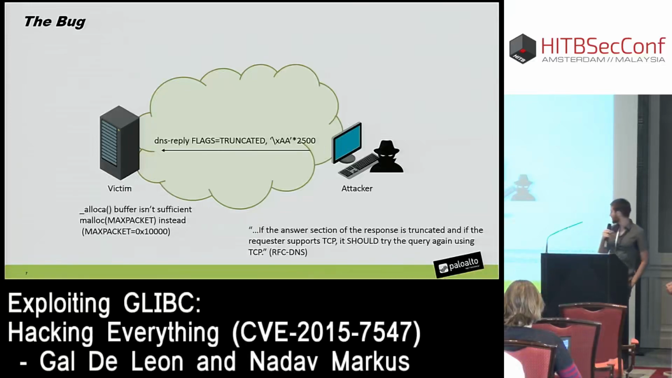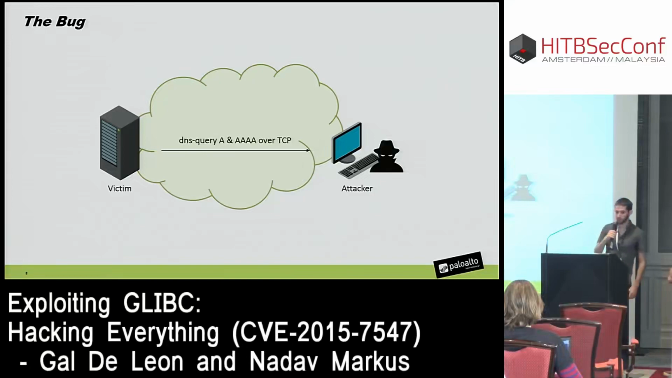Now, as we can see from the RFC, a compliant client should re-query the DNS server over TCP if the truncated flag was set. The GLIBC client, being a compliant client, tries to do so. Once again, both the A and quadruple A records are sent over the wire, this time over TCP.